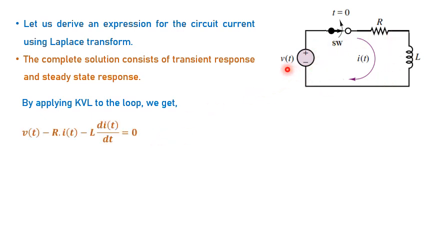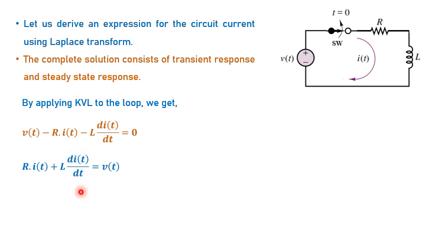So it will be V of t minus the voltage drop across the resistor, R into i of t, then minus the voltage across the inductor, L into di of t by dt, which is equal to 0. Just rearrange the terms. We will get R into i of t plus L into di of t by dt equal to V of t. From this expression, we are interested in finding the value of i of t.